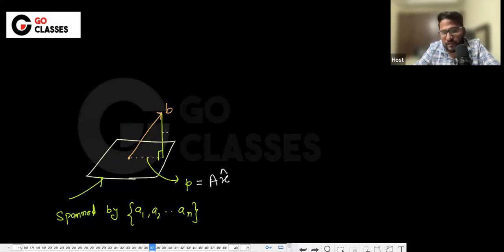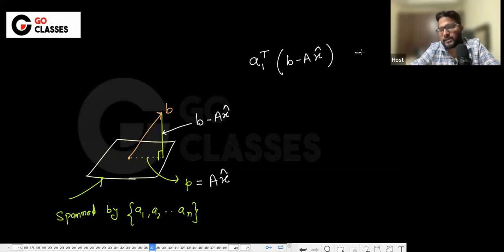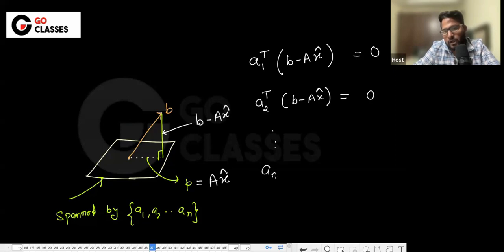Now, this is the vector that we always take help of. This is b minus A x cap. This vector b minus A x cap will be perpendicular to a1 also, so this dot product is actually 0. Similarly, this dot product is actually 0, and so on. Let me know if there is any doubt till this point.